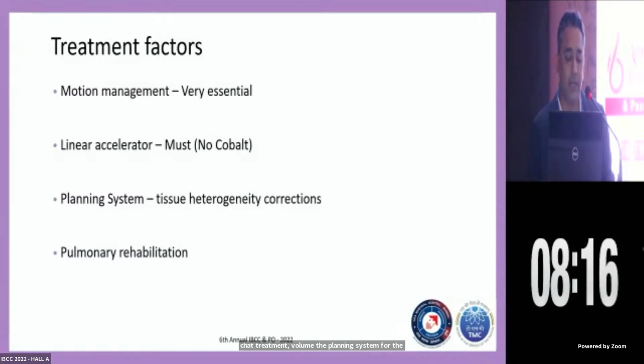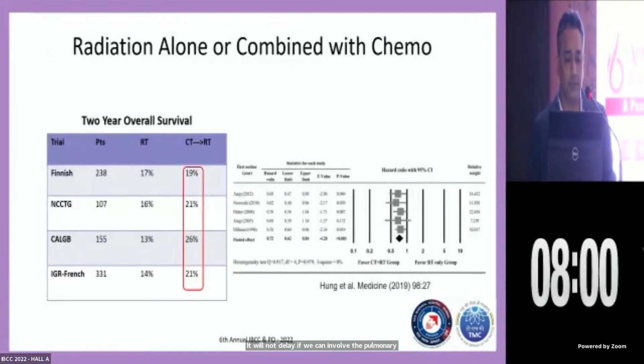Pulmonary rehabilitation, with the involvement of the chest physician, is very important, because a lot of these patients will have grade 1 to grade 3 radiation-induced pneumonitis, and it is reversible or delayed if we can involve the pulmonary physician early into the treatment part.